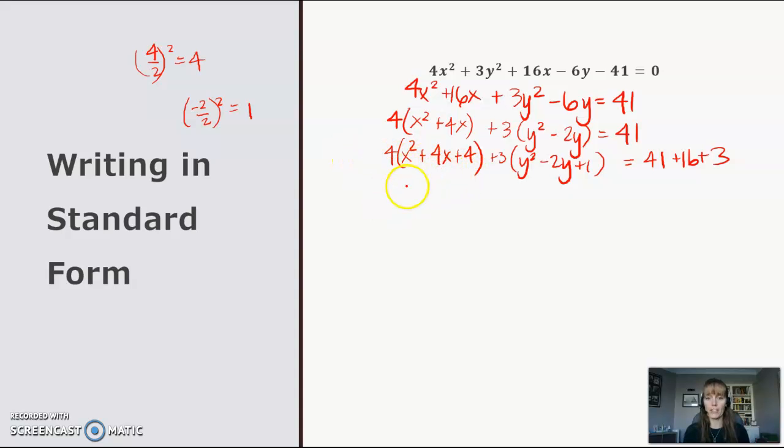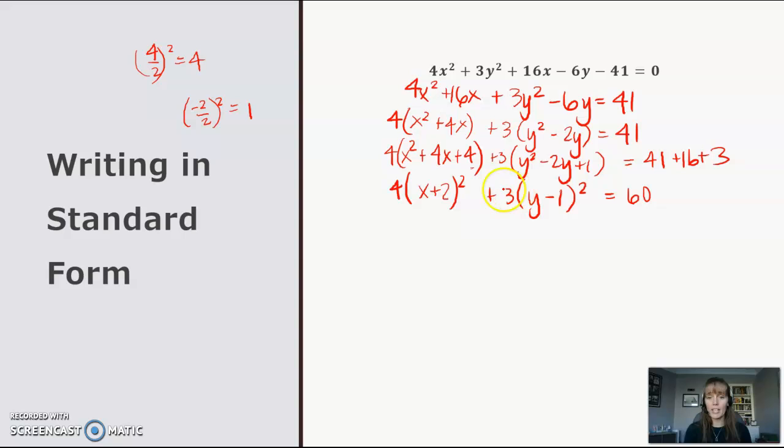I'm now going to factor each one of these. So I have 4 times (x plus 2) squared, and I have 3 times (y minus 1) squared. I know that because I'm completing the square, so the goal is to get the same factor twice, but it's the two numbers that multiply to the c term and add up to the b term. On this side here, I add all of these together and I get 60.